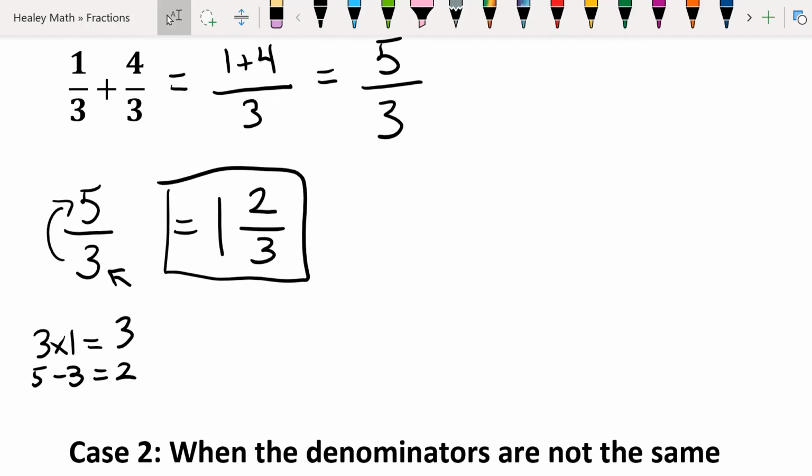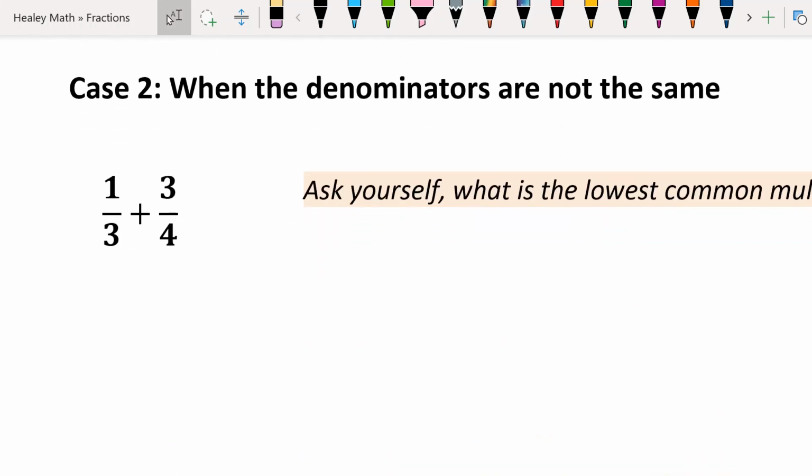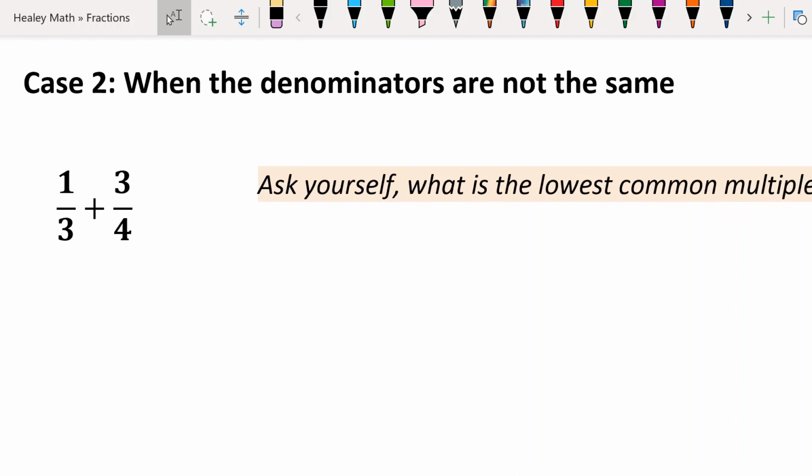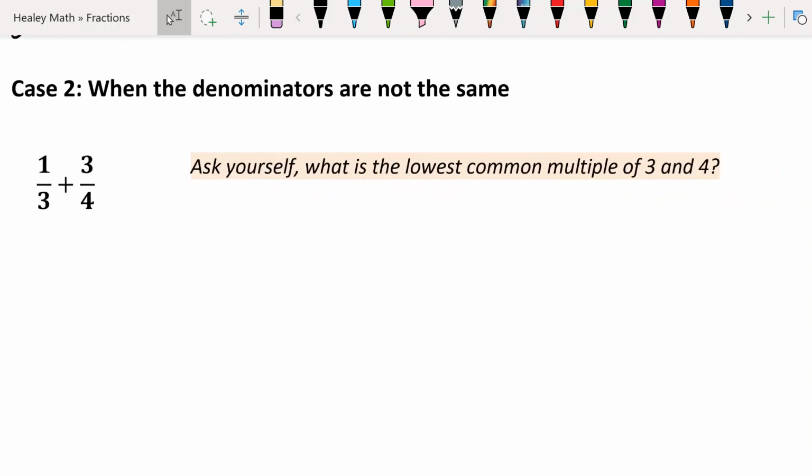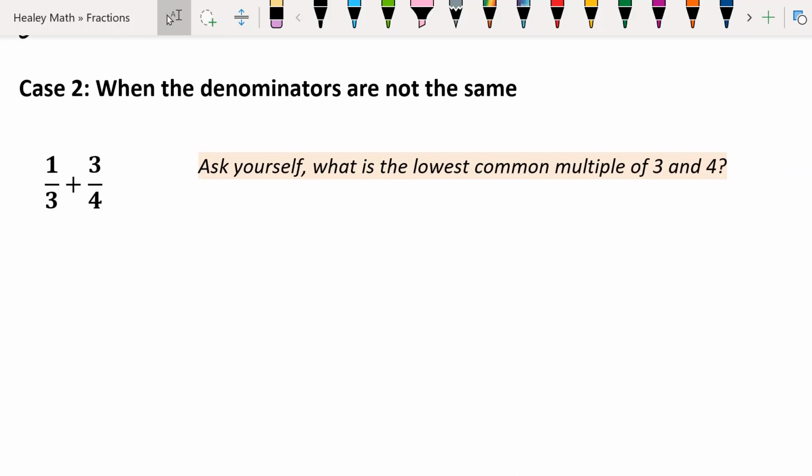Let's look at case 2. And case 2 asks us when the denominators are not the same. So the question we're going to ask ourselves is, what is the lowest common multiple of 3 and 4?